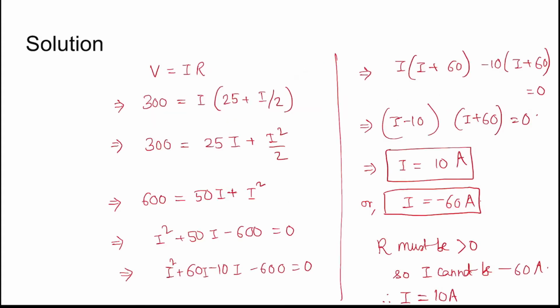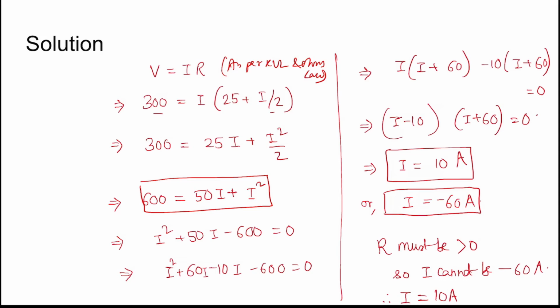So coming to the solution, V equal to IR as per KVL and Ohm's law. Now the voltage is 300 and that should be equal to the voltage drop I times R. R is 25 plus I by 2. Plugging that value in, we will get a quadratic equation, 600 equal to 50 I plus I square, where if you find the value of I, it will come I equal to 10 and minus 60.